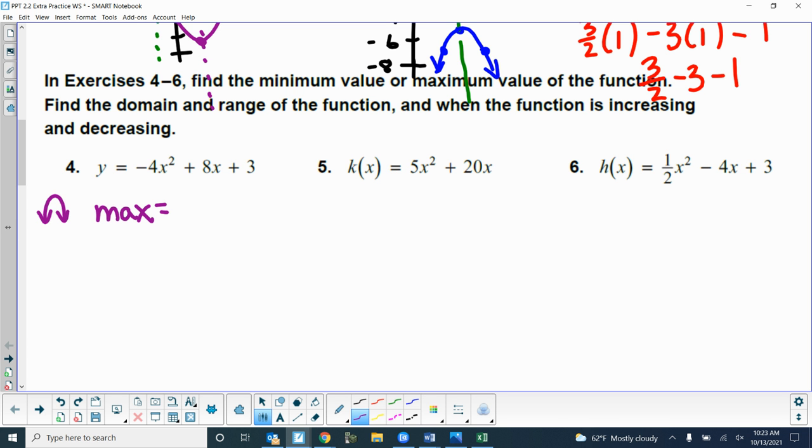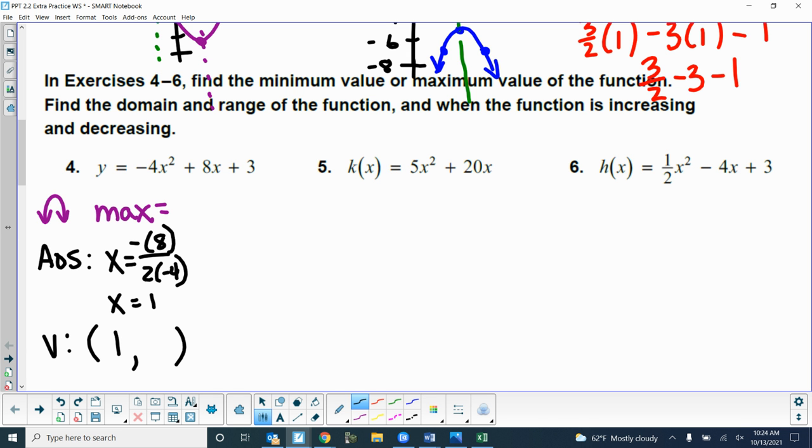So we got to figure out the maximum value. To figure out the maximum value, we got to figure out the vertex. When it's in standard form, to figure out the vertex, we got to find the axis of symmetry first. So we got to do those steps so we can figure out what that max value is. So x equals -b over 2a. What's -8 divided by -8? 1, right? So my vertex is 1, and then I put it in here.